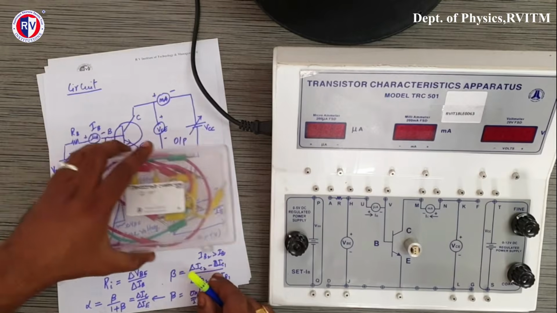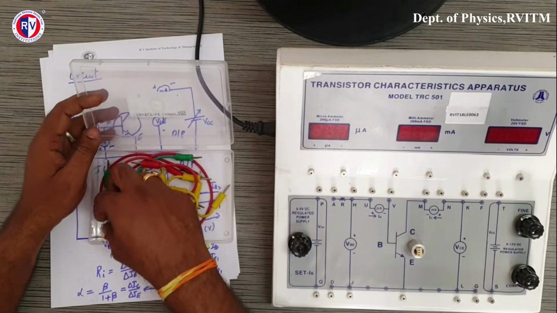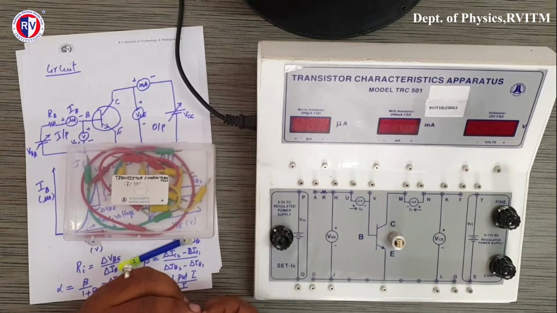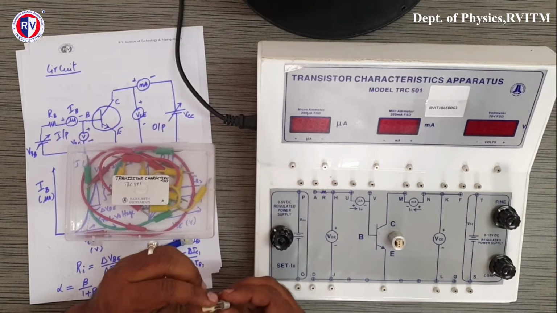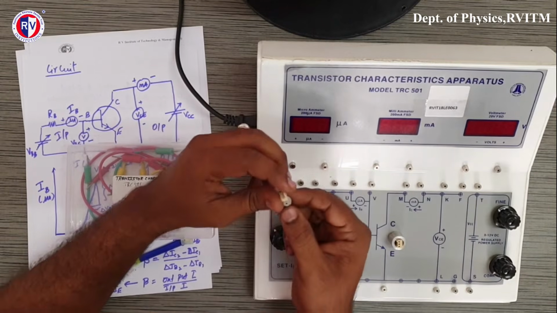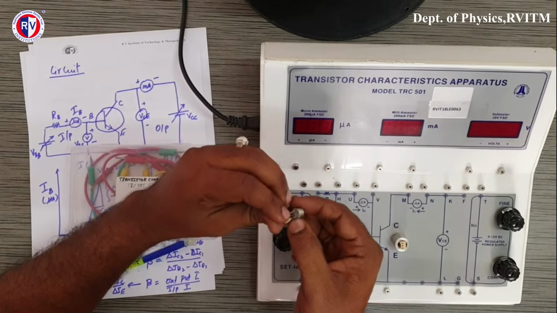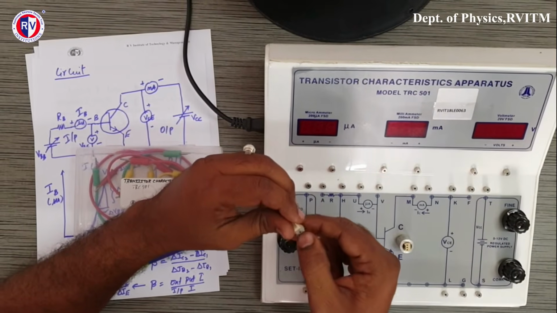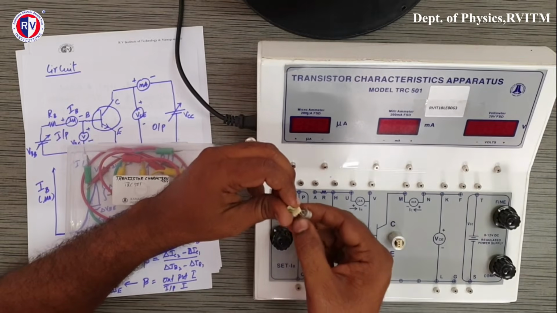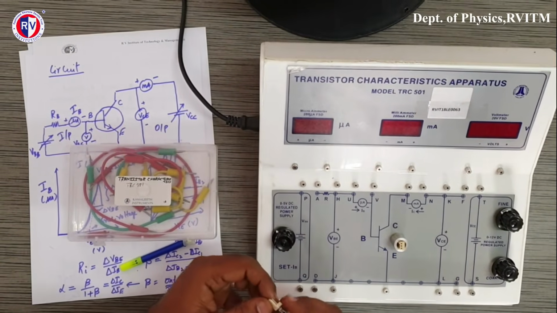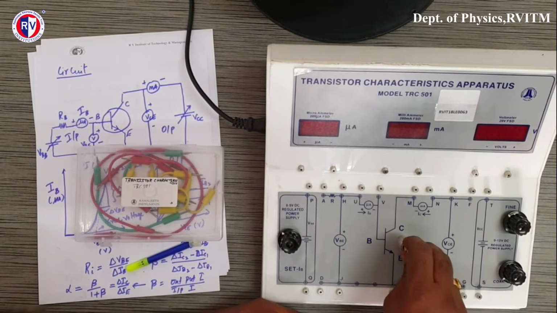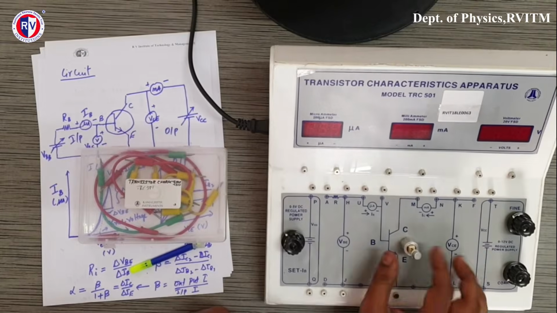So you will be provided with this kind of box where you will have a transistor. If you carefully observe, there is a notch here. The terminal which is near to the notch is the emitter, next base, collector. So we will connect this here. So the transistor is connected.